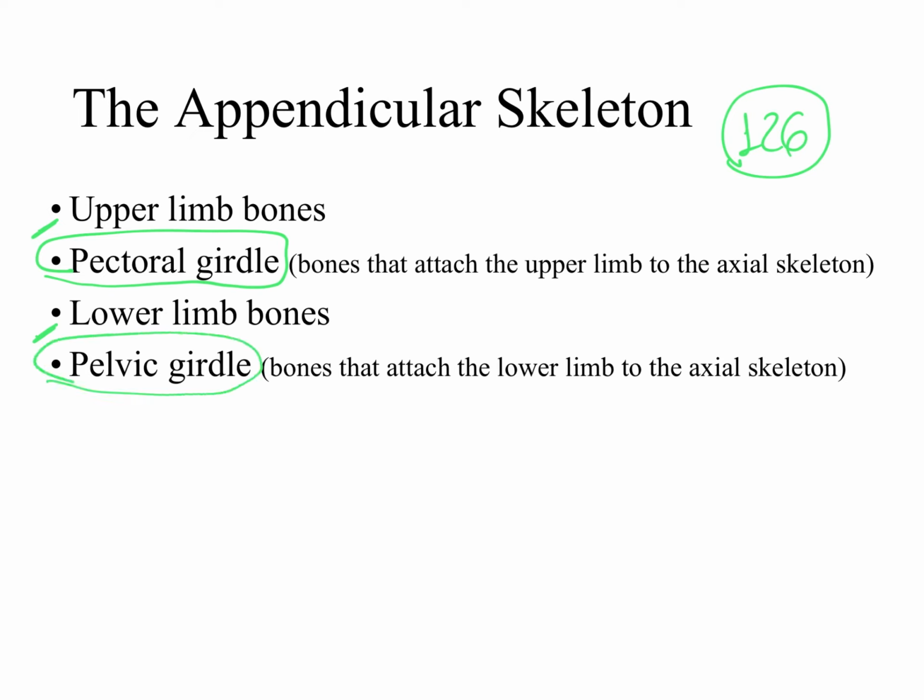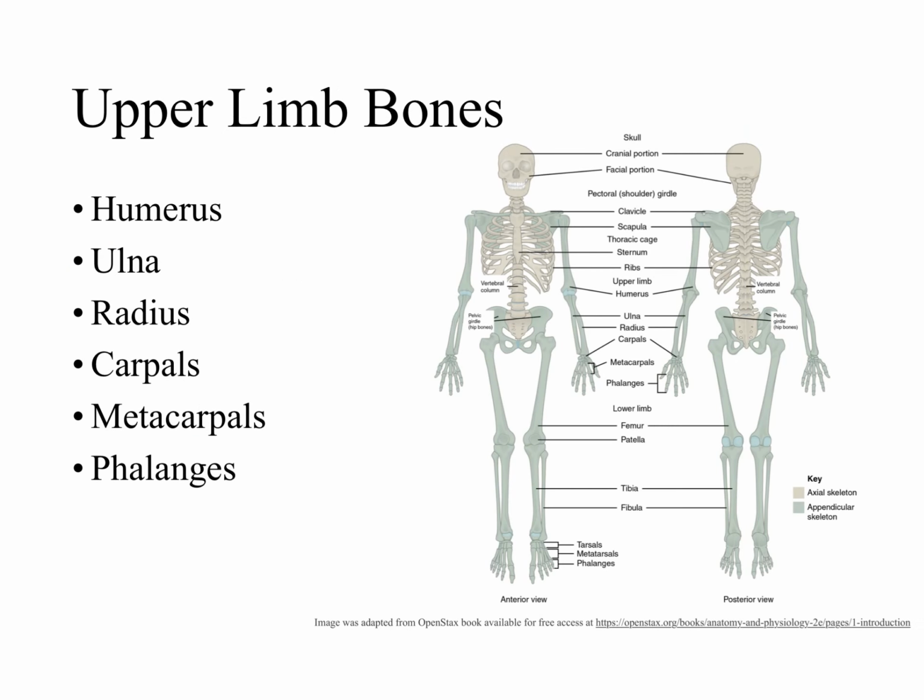We will start studying the upper limb bones now. The upper limb is divided into three main regions. We have the arm, and then we have the forearm and the hand.